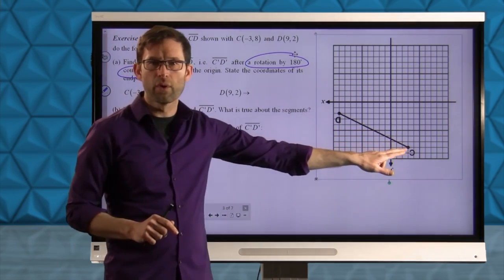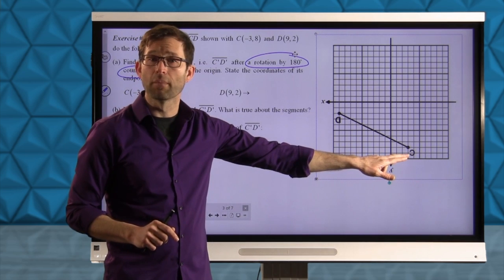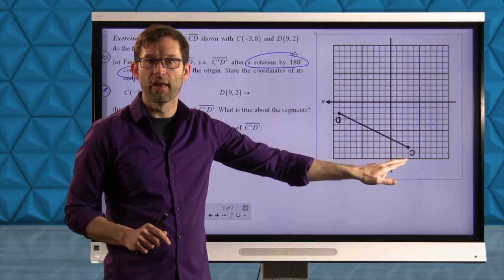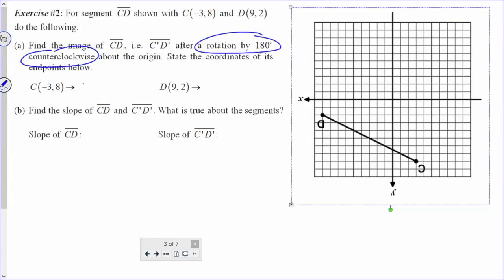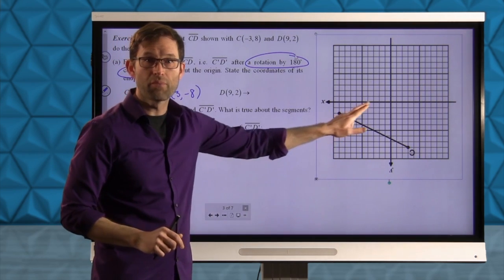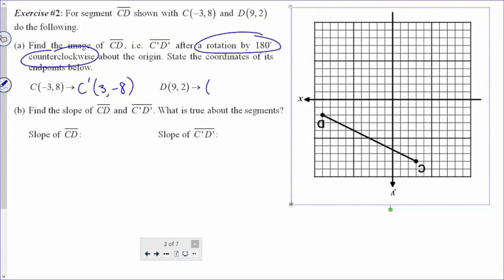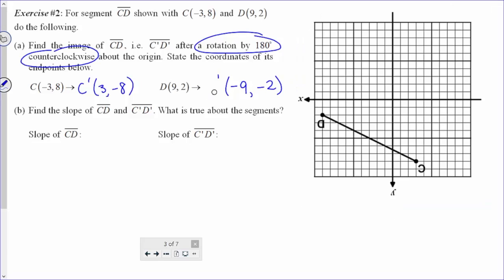Now we can read off the coordinates of what will become C prime, and that's going to be at 3 and then negative 8. And of course we can read off the coordinates of D prime, which is going to be negative 9, negative 2. D prime, it doesn't really look like a D. Maybe make it look a little bit more like a D and less like an O that's having issues.